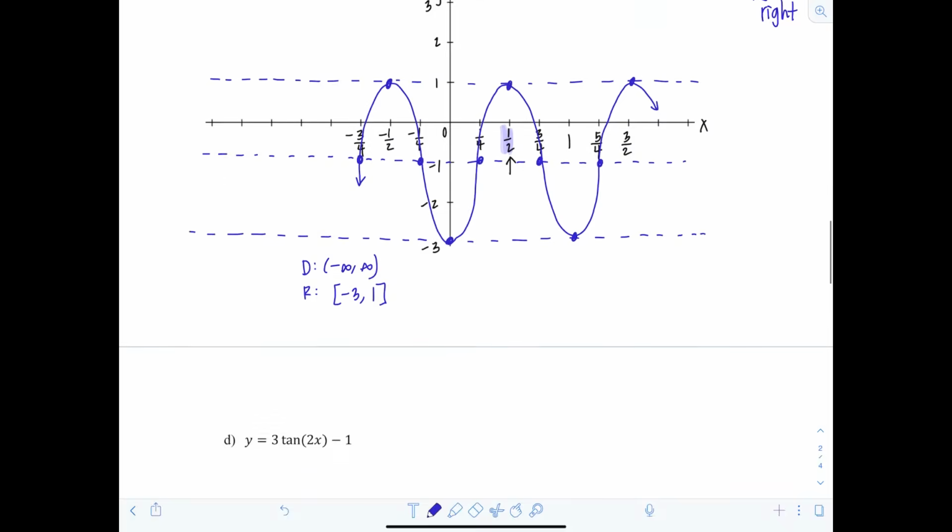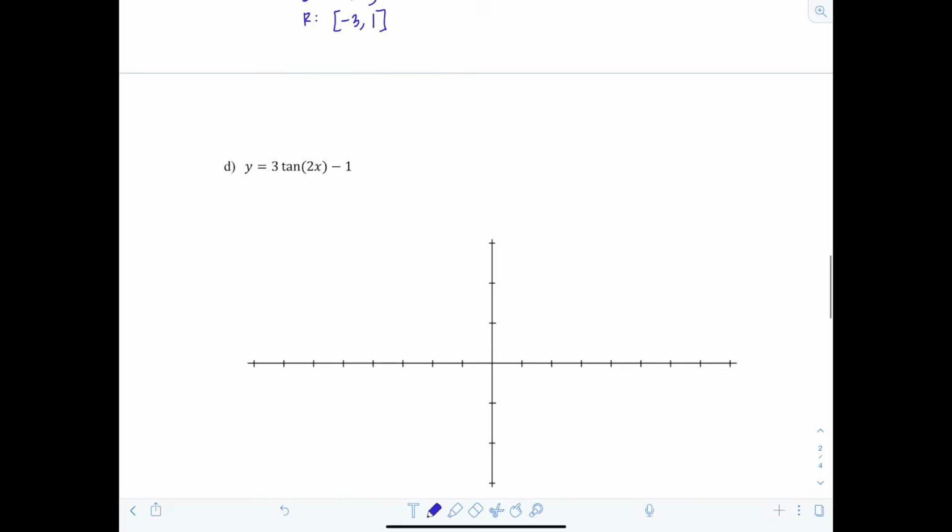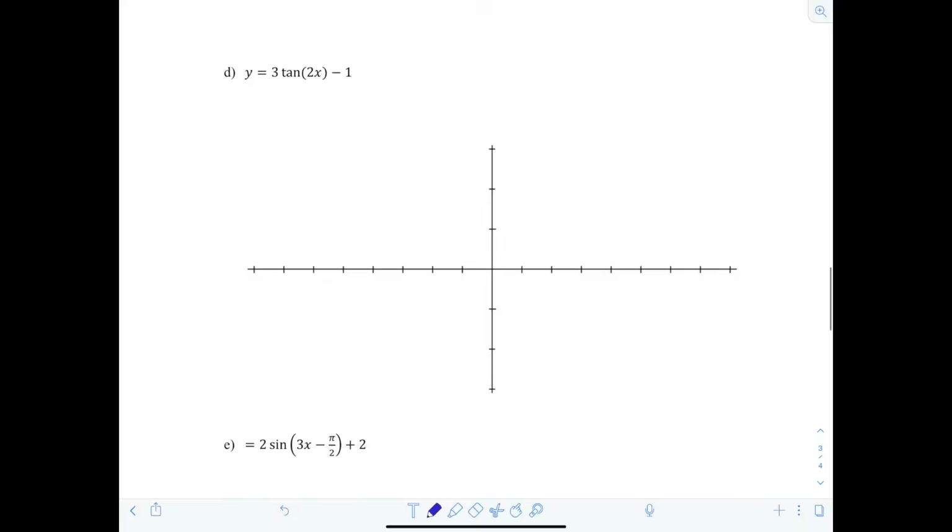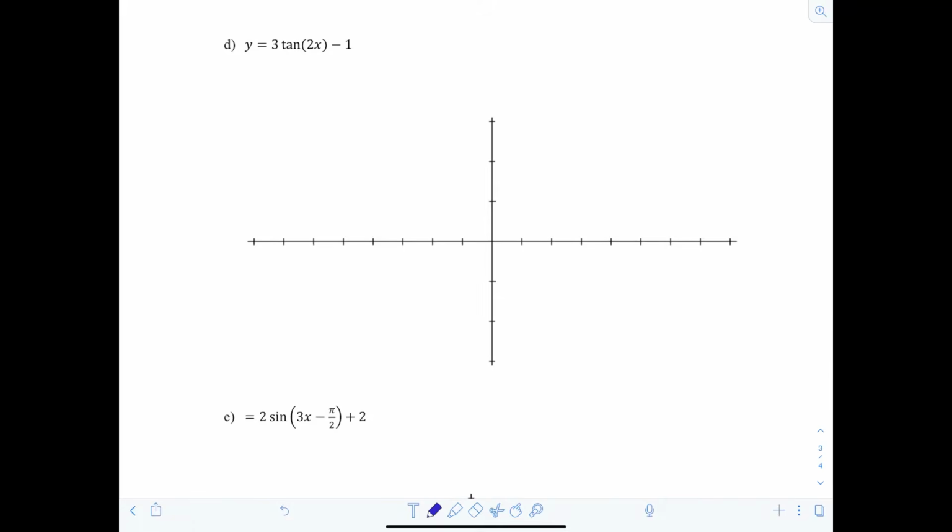Couple more. Example D. Y equals 3 times tangent of 2x minus 1.